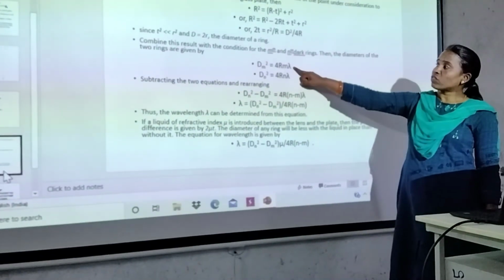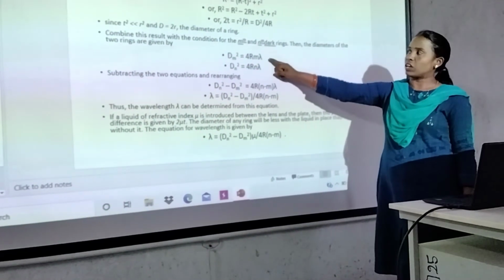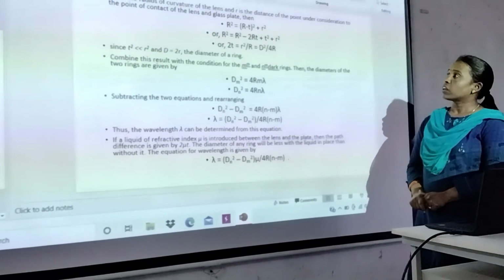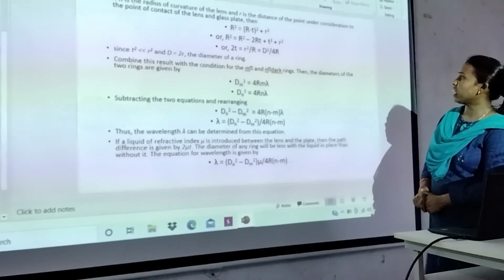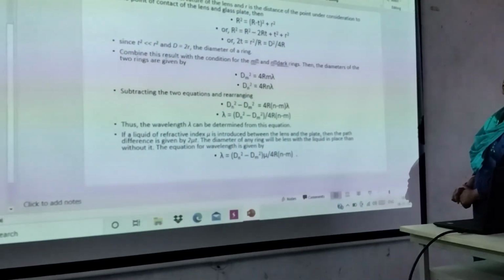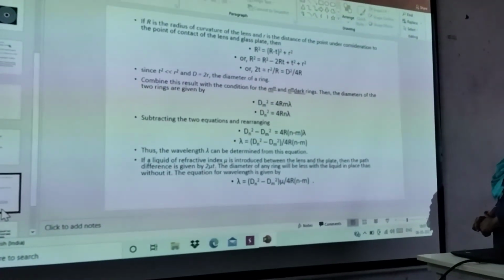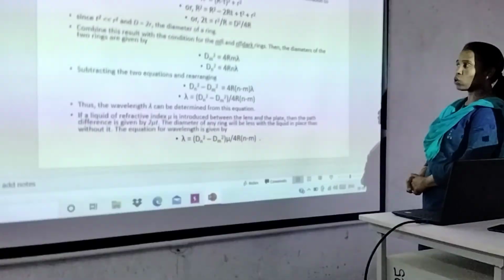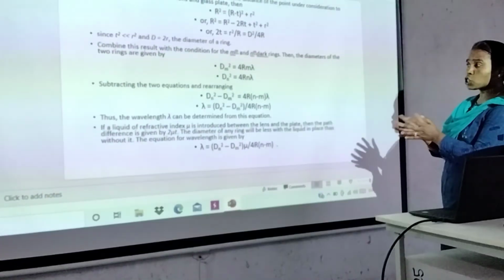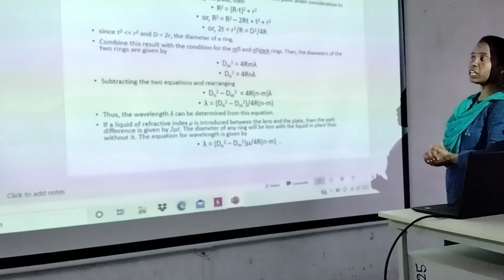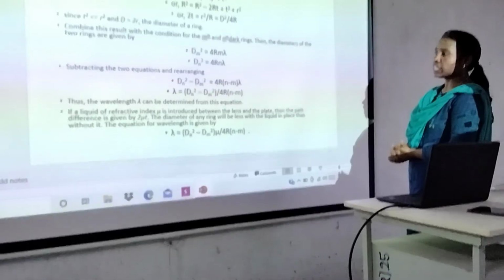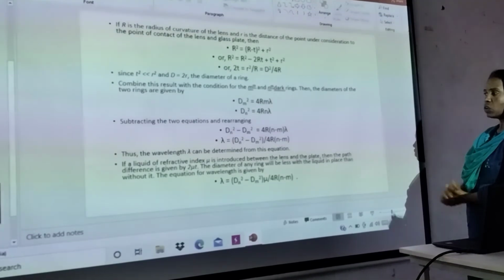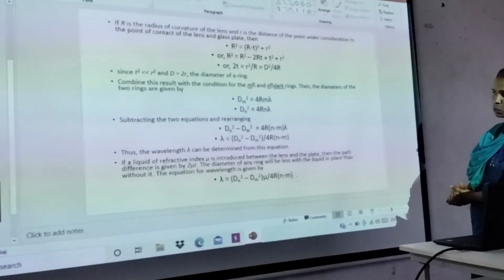So the diameter of the mth film will become 4R m lambda, and the diameter of the nth film will become 4R n lambda. Dark rings I considered here. Okay, sorry. So subtracting these two, Dm square from Dn square, what I'll get? Dn square minus Dm square equal to 4R into n minus m into lambda. Lambda equal to, simply by doing mathematical arrangement, I will get the expression for lambda.